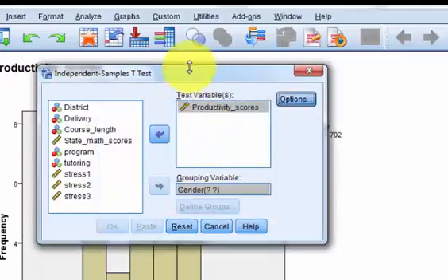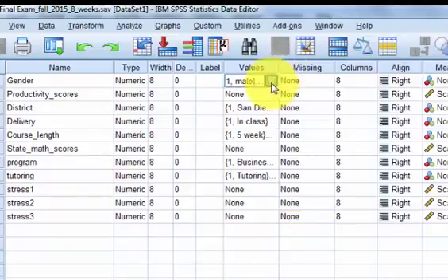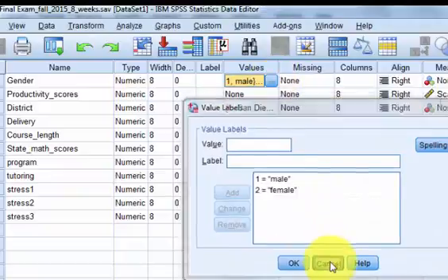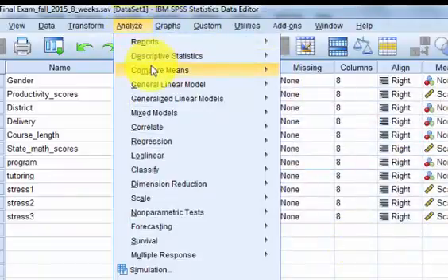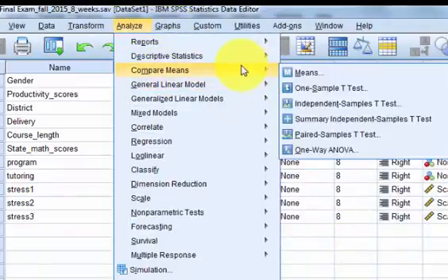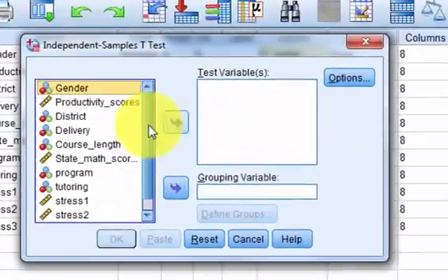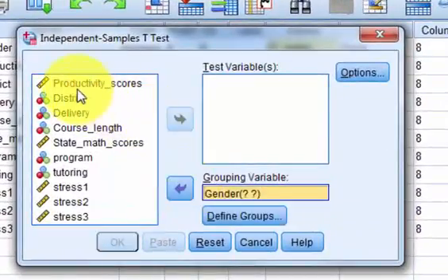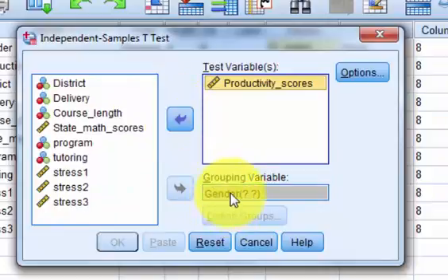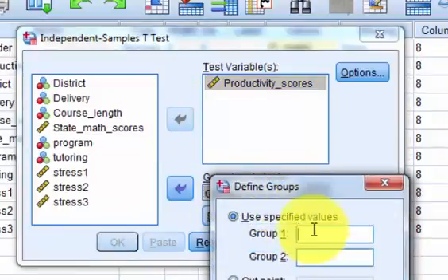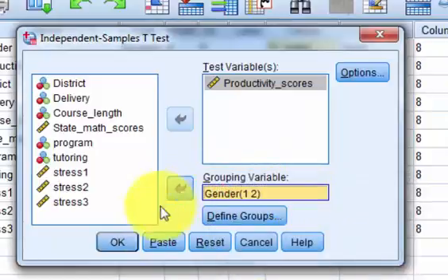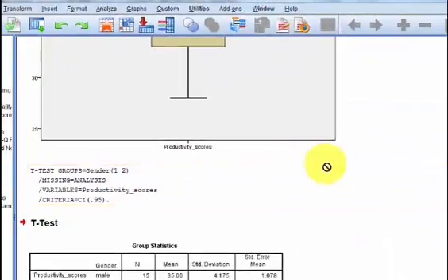And gender, I can't remember. Was it 0 and 1 or was it 1 and 2? Hold on while I check. Yeah, it was 1s and 2s. Okay, let's go back. Analyze, compare, independent t, and gender and productivity. And we got to define these groups 1 and 2. Continue, and we're good to go.